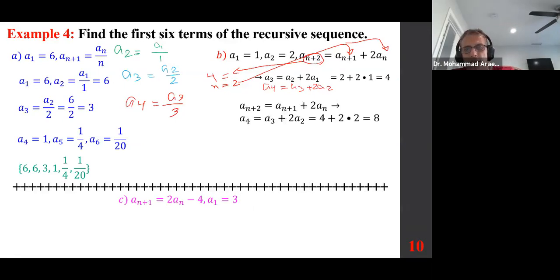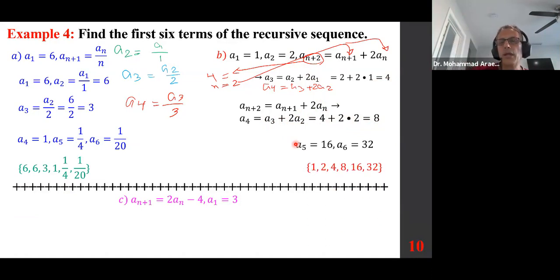And so a sub 3 is 4. A sub 3 is 4 plus 2 times a sub 2, 2 times a sub 2 is 2, and you end up with 8. Now, I'm going to give you the answer for the rest of it, and I highly recommend you try those and make sure you can find them. In fact, you add one more or two more. You need this practice to be on the safe side.